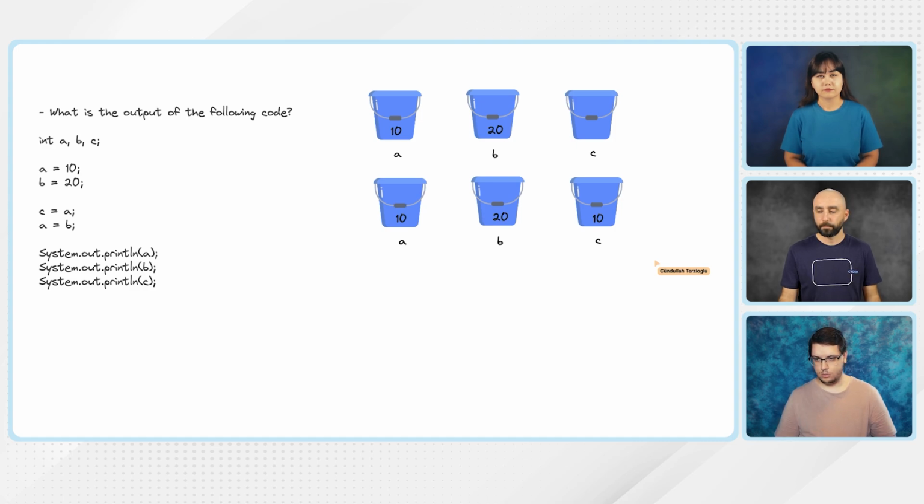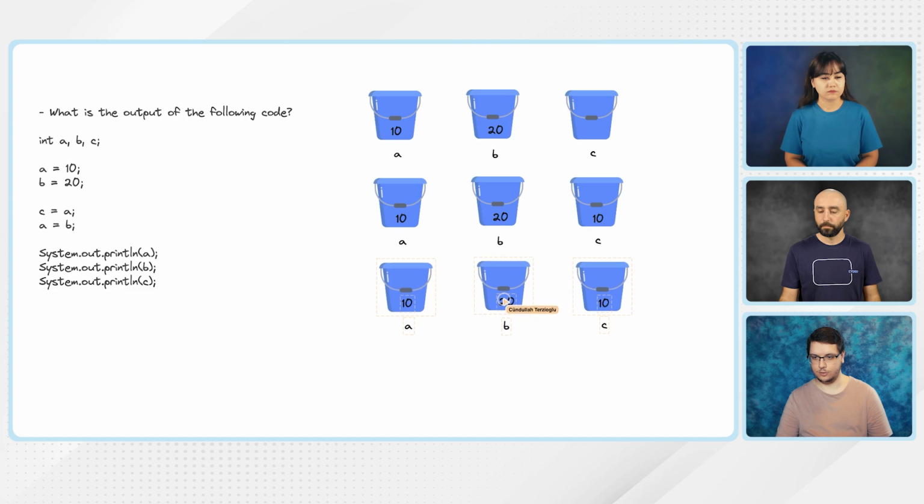Now I'm done with the C is equal to A step, so the next step is A is equal to B this time. For that one, again, I need to take the value inside B, which is on the right side, 20, and I need to put that into A. So A is also going to be 20.